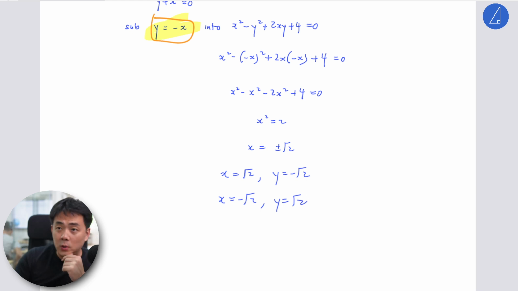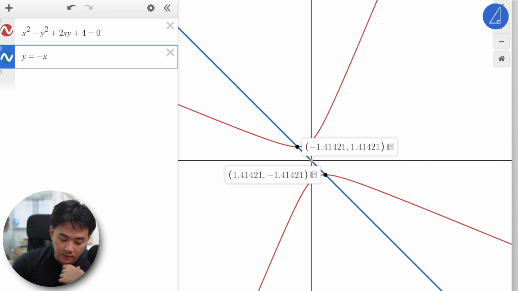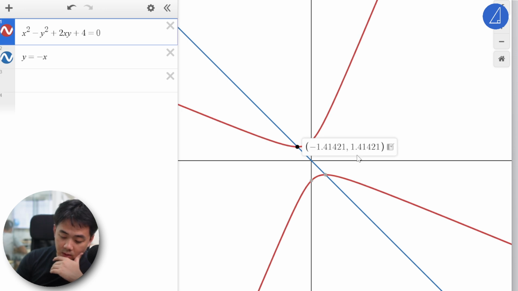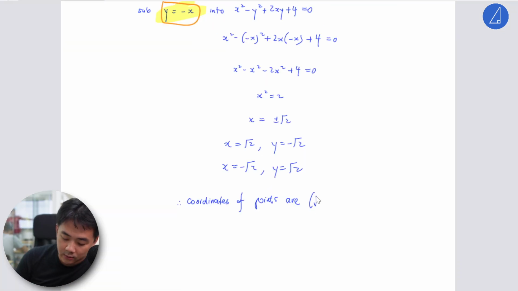So conceptually, if I were to put these two points on the sketch, root 2 is about 1.4. This is root 2, minus root 2. So the answer is correct in that way. The coordinates that we have are (root 2, minus root 2) and (minus root 2, root 2).